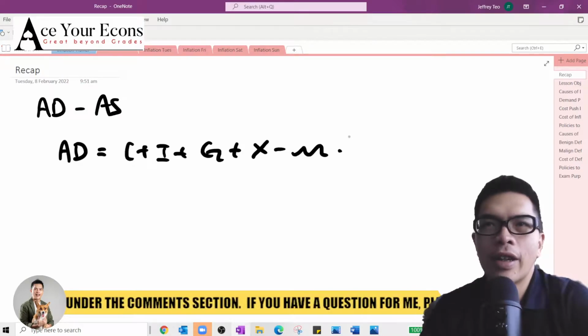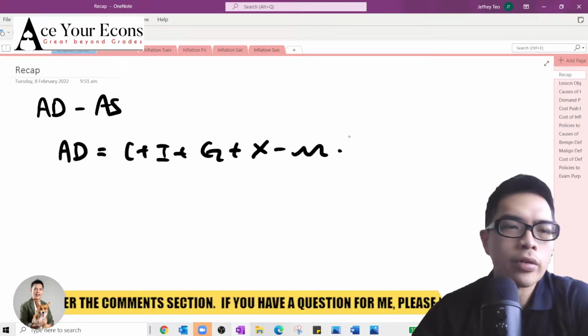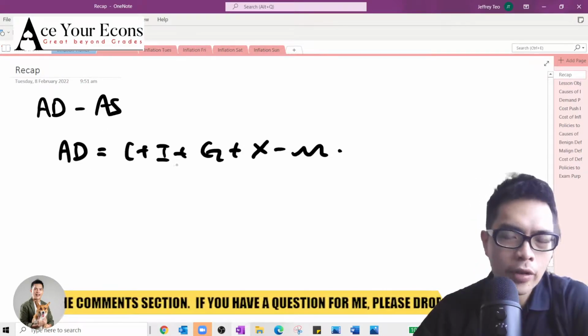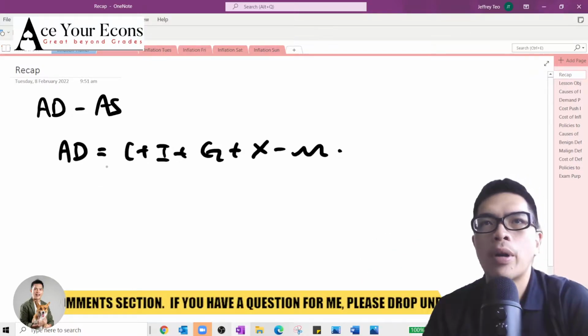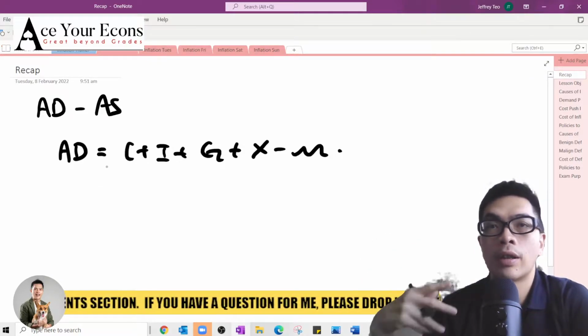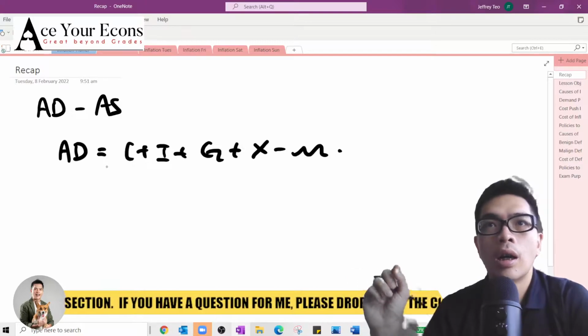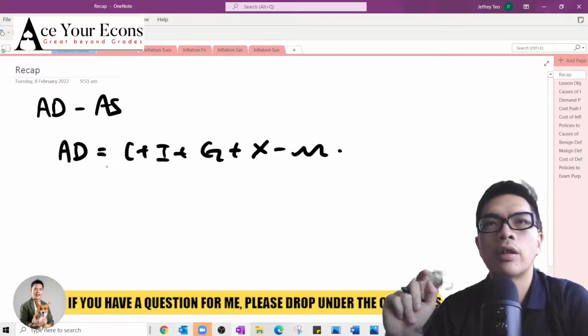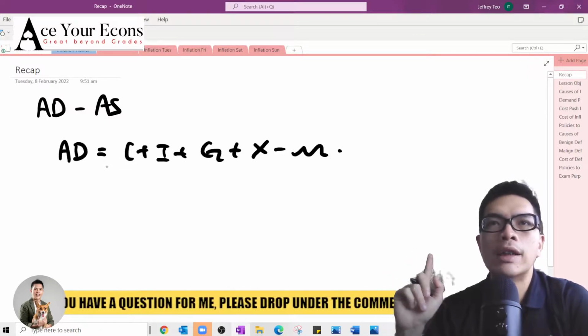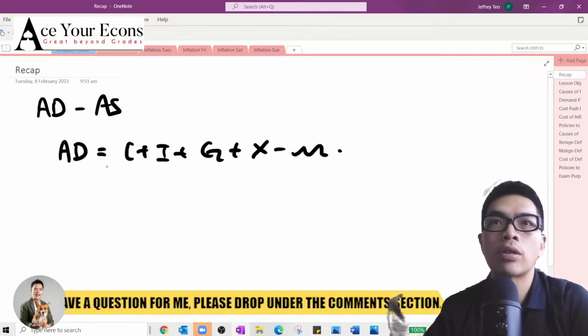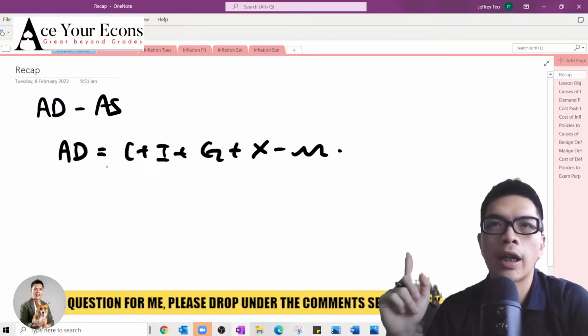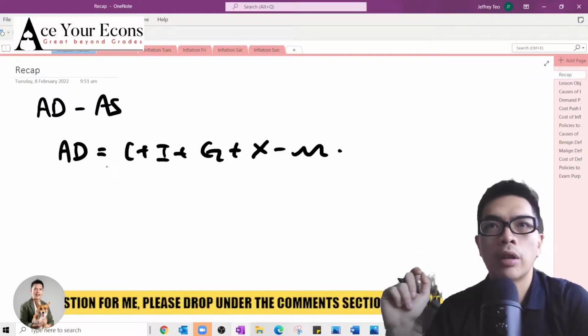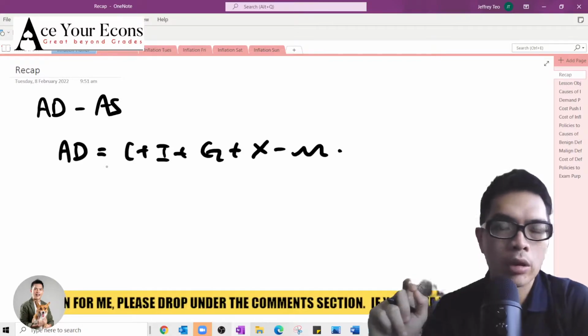Okay, factors of AD and AS. Sure. So AD, these are the few factors. AS, of course, you're looking at primarily the factors of production for the entire economy. I do not want to spend too much time to recall AD and AS. For the viewers out there, I will insert a card of the previous topic that was covered. So check the card or check the link below for the topic that was previously covered.